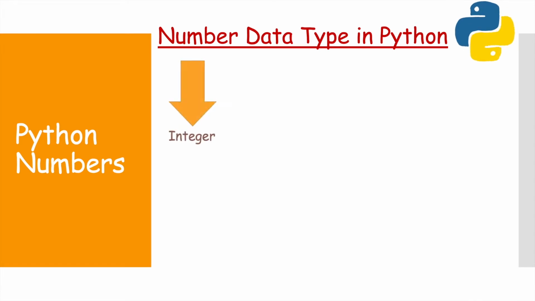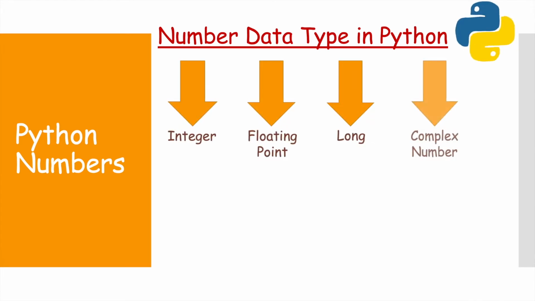Python supports integers, floating point numbers, long integers, and complex numbers. So as you know, numbers with no decimal points are integers. For instance, 5 is an integer. Floating point numbers are the real numbers separated by the presence of a decimal point that divides the integer and the fractional part. For example, 5.0 is a floating point number.